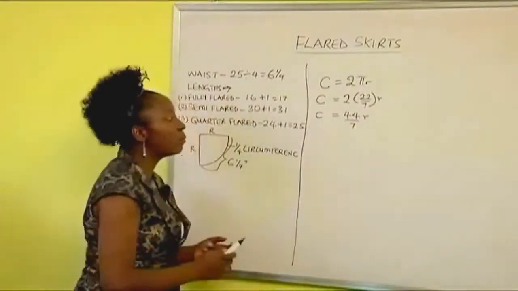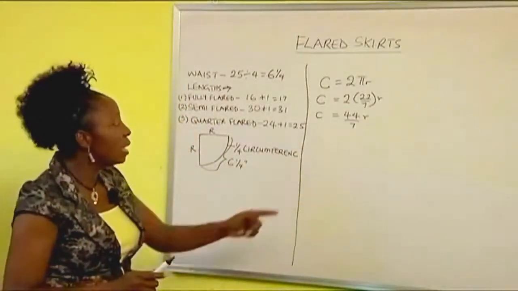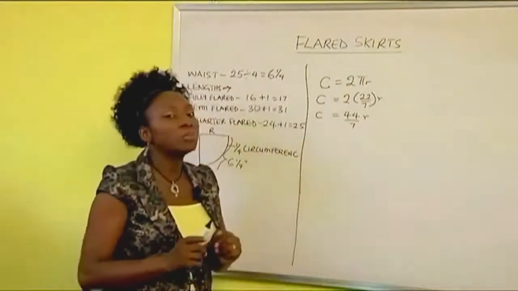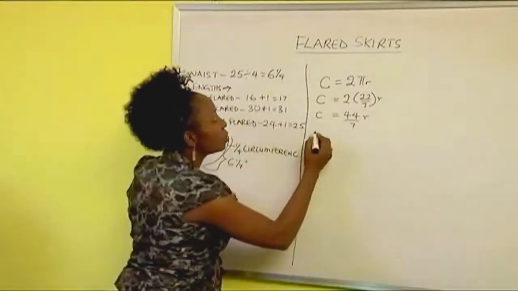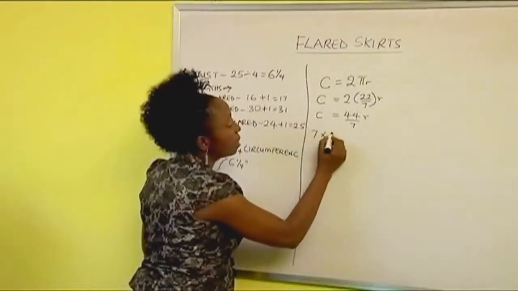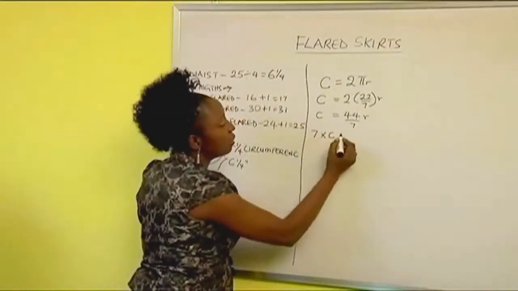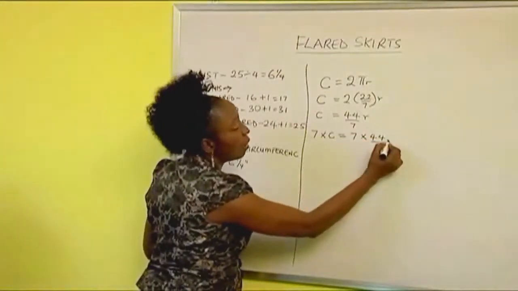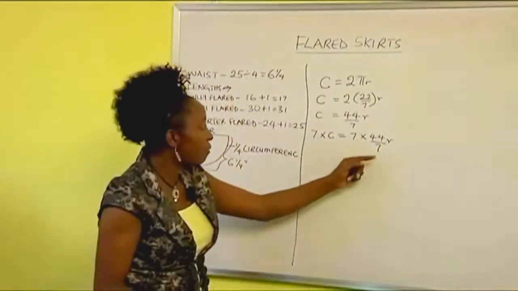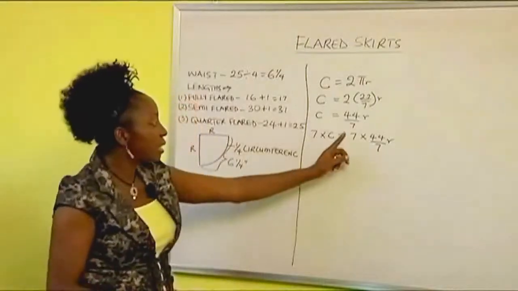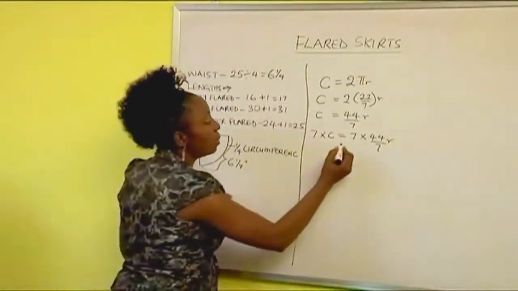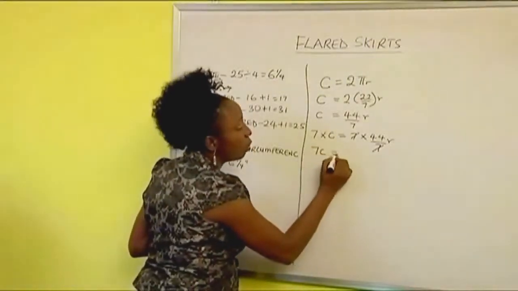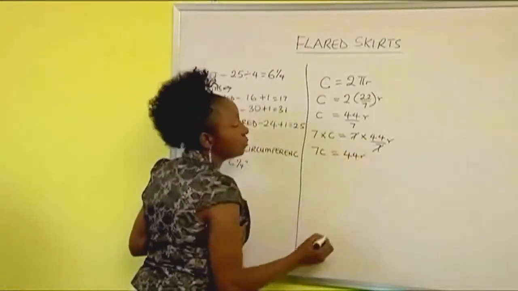Now, after I've done this, I'm going to multiply both sides by 7, because I'm trying to see how I'm going to make r the subject of the formula. So I multiply C by 7, and that will give me 7 times 44/7 r. In mathematics, once you have this, 7 will cross 7 out, so you cross those out. When you cross that out, what you're left with is 7C equals 44r.